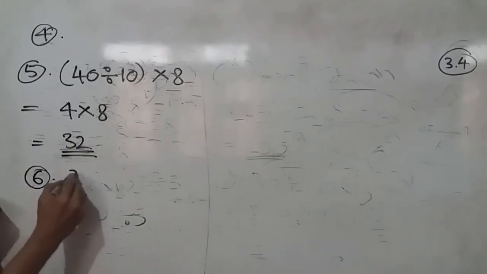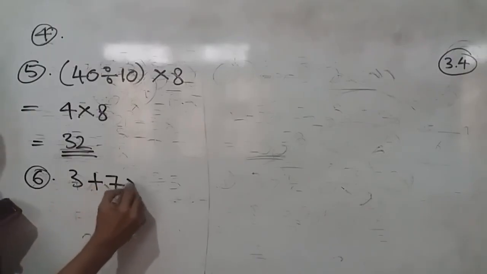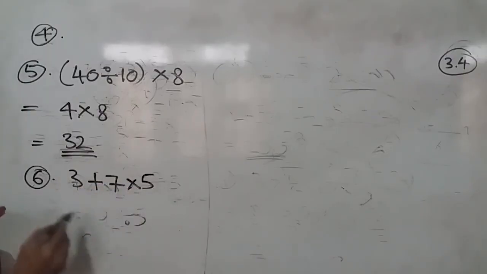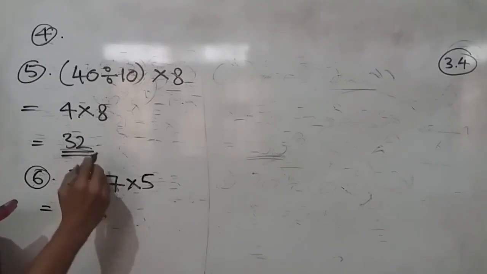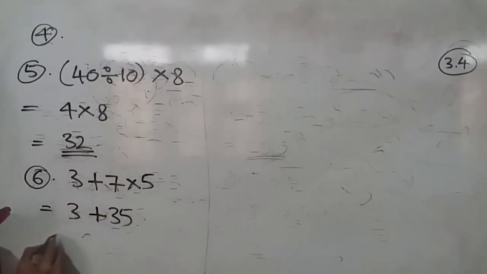Part 6. 3 plus 7 times 5. Okay. So 3 plus, we have to do the multiplication part first. So 7 times 5, that is 35. So 3 plus 35, that is 38.